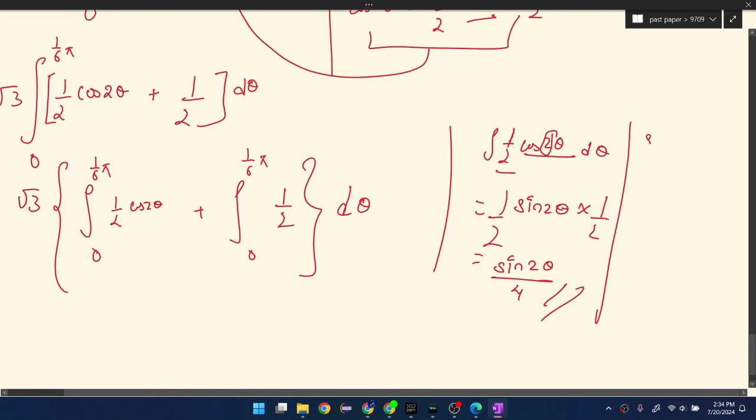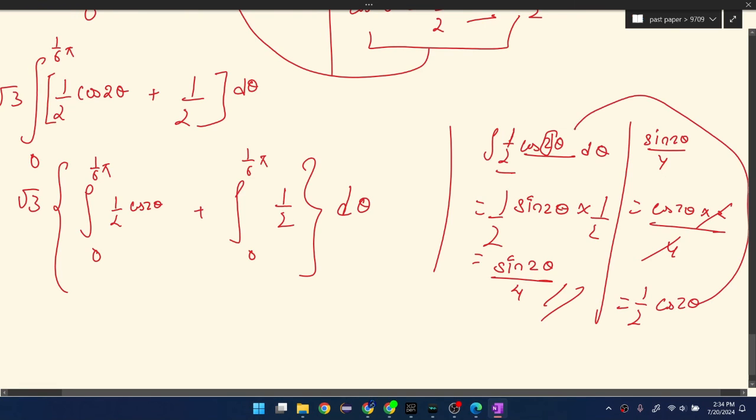So why did I say this? If we differentiate sin 2θ over 4, we first get cos 2θ, and then we get 2 using the chain rule. The 2 and 4 cancel, so it's going to be (1/2) cos 2θ. So we have to take care of the coefficient of the variable as well. The integral of (1/2) cos 2θ with respect to θ is sin 2θ over 4.